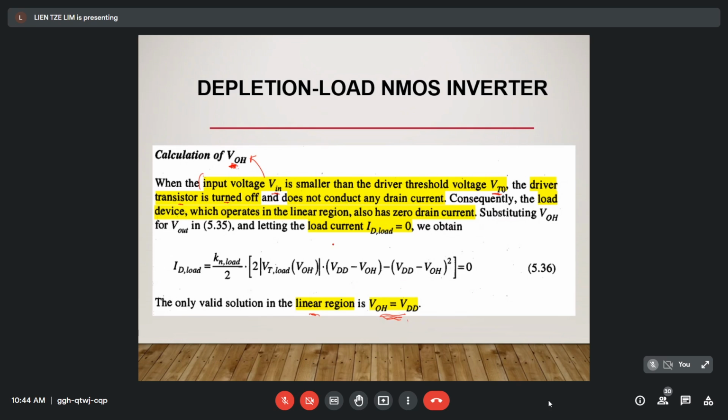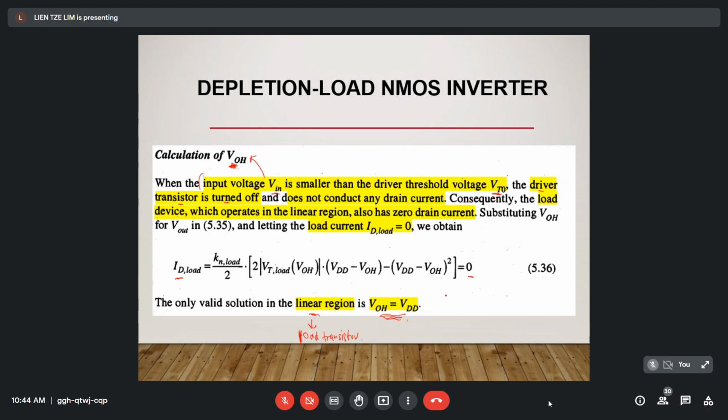Sorry, the linear region I just mentioned is not the driver transistor. This is not correct. The linear region is the load transistor. The load transistor is in the linear region, and the driver transistor is cut off and does not conduct any drain current. Consequently, the load device, which operates in the linear region, also has zero drain current. So here the ID for the load is equal to 0.